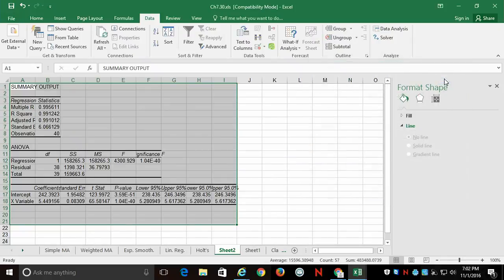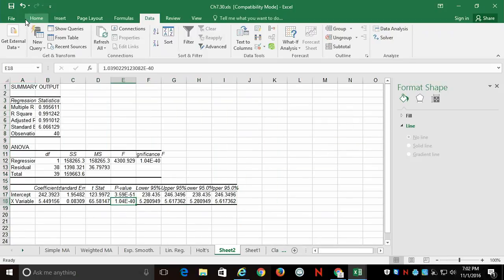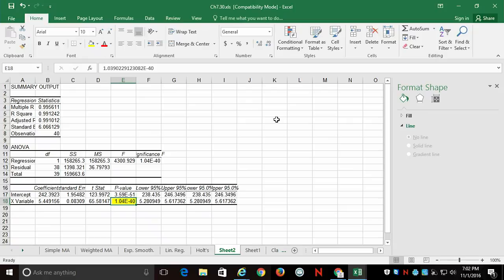I'm going to click OK. For our X variable, which doesn't have a label because I didn't copy over labels, it just says X variable. We see the p-value is 1.04 e negative 40, which means 1.04 times 10 to the negative 40th. That's 39 zeros and then 1.04, which is a very, very small number. So there's overwhelming evidence to say that this has a non-zero slope. No matter how you slice it, this thing has trend.